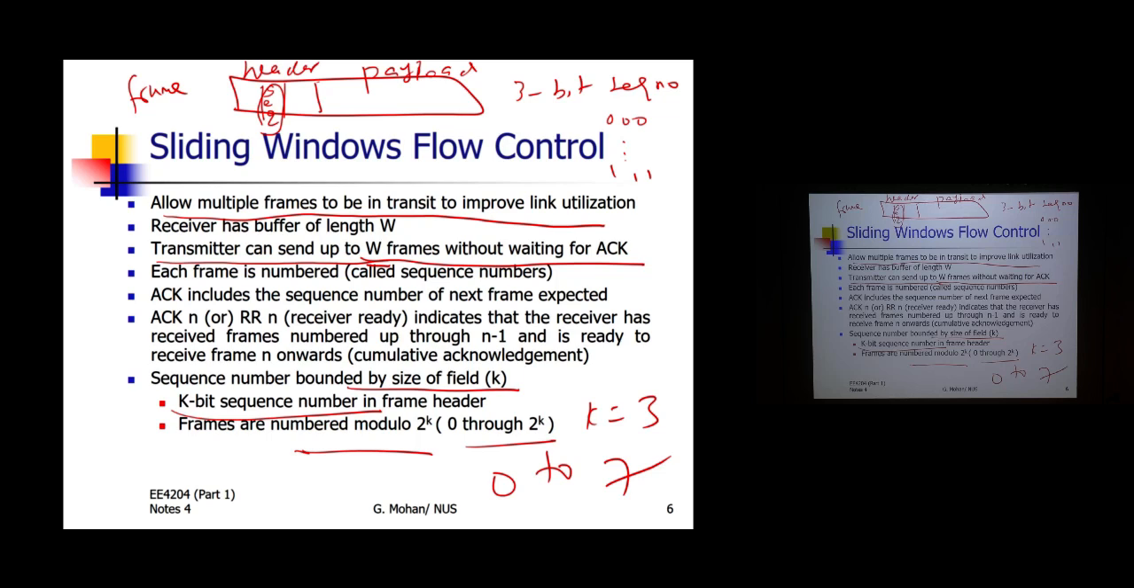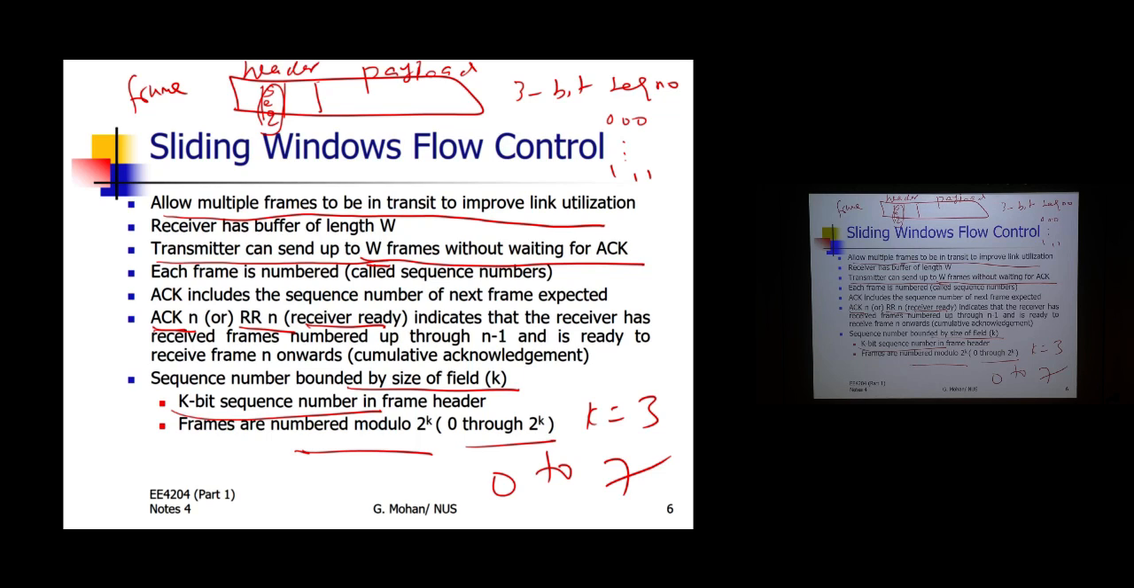This is the notation. It says ACK-N. This message is another frame. An acknowledgement is also another frame, but it's a short frame. So 1 bit or a few bits may indicate that it's an acknowledgement frame. It's not a data frame. The notation is either ACK-N or RR N. RR means receiver ready.